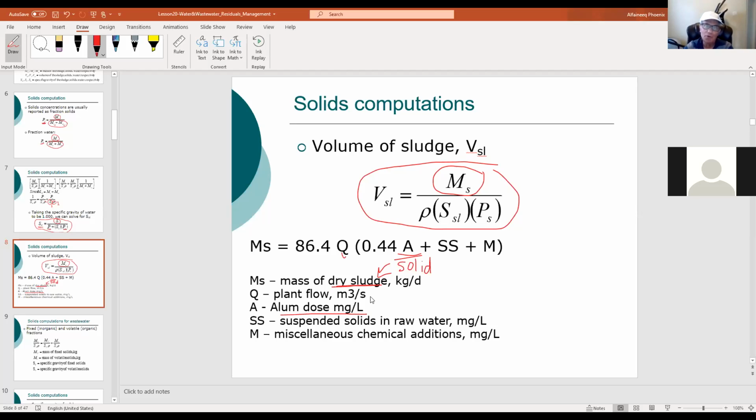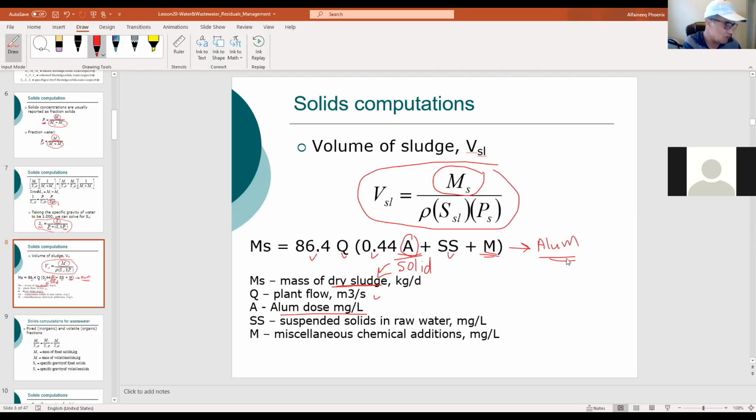Q is the flow rate, meter cube per second. SS is the suspended solids in raw water. And M is for other kinds of chemicals. If you are not using alum, you use another one, so instead of this, it's going to be that one. But be careful, the numbers here are going to be different. So this formula is good only for alum. You have another formula for another chemical.